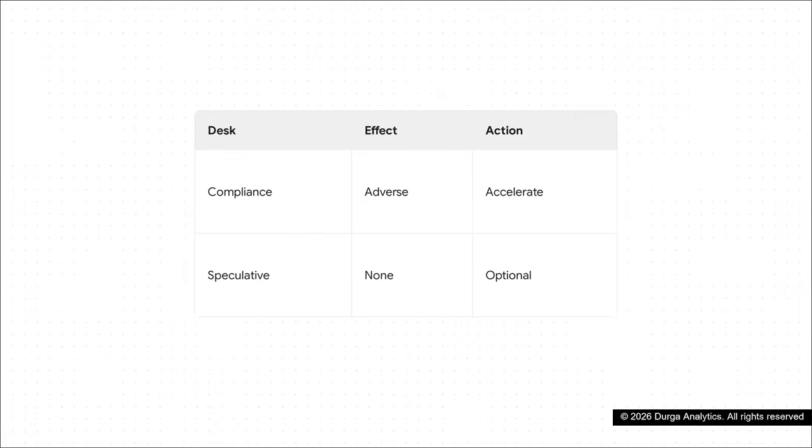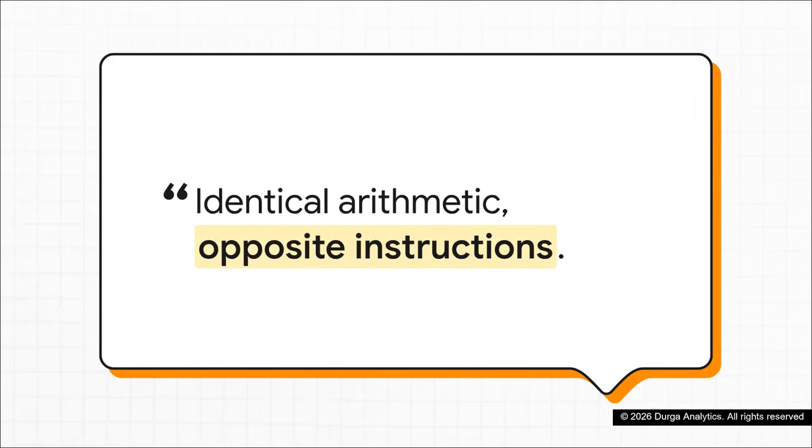Any risk control system that reads both books through the exact same limit framework is going to give the dead wrong answer to one of them. And trust me, it's usually the compliance desk that pays the price. As we say on the trading floor, identical arithmetic, opposite instructions.